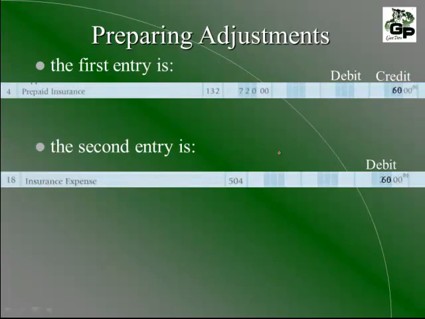Notice that in this adjustment we have a prepaid insurance account that originally has a value of $720, and under the adjustments we have to add this $60 amount. The second entry is at the bottom under insurance expense, which is a new account that we've created. We've given it its appropriate number, and we have to debit that account $60.